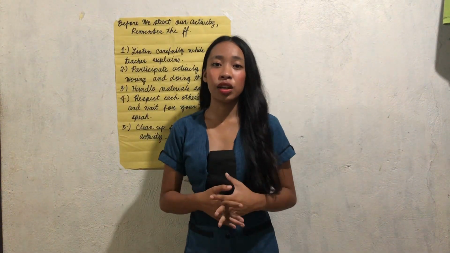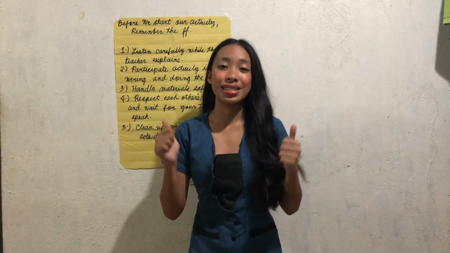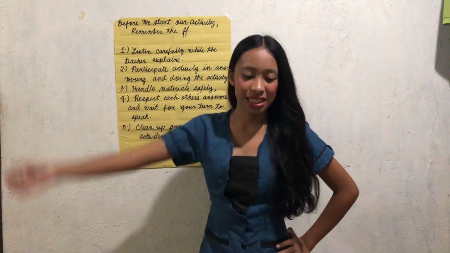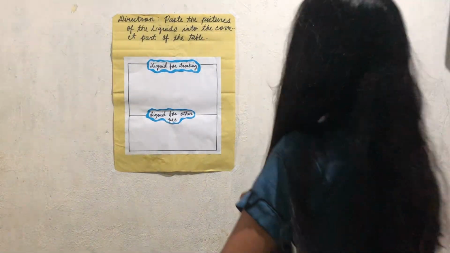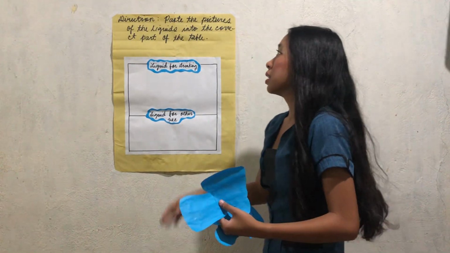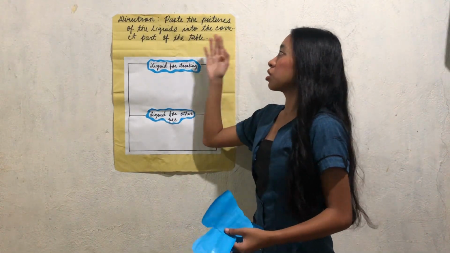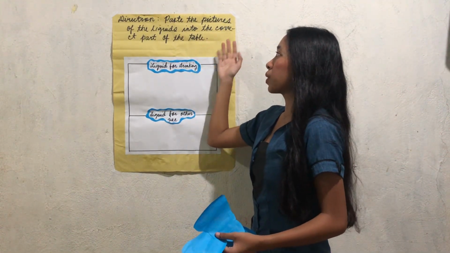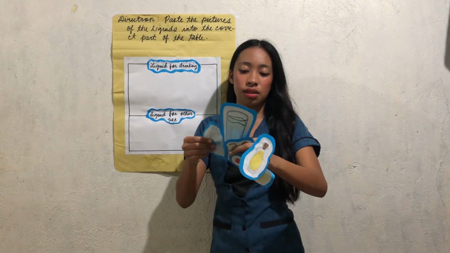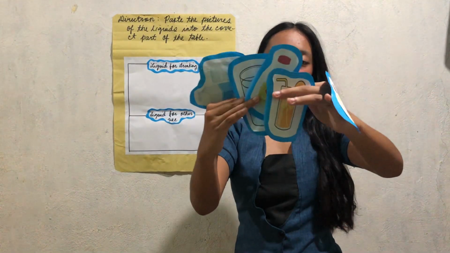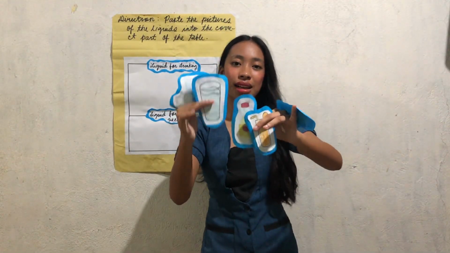And now let's have a group activity. I will group you into three and I will give you different types of activity. Okay, do you understand? Okay, very good. And now let's start. Group 1, direction: paste the pictures of the liquids into the correct part of the table. I have here the pictures that we are going to paste. And now let's start.